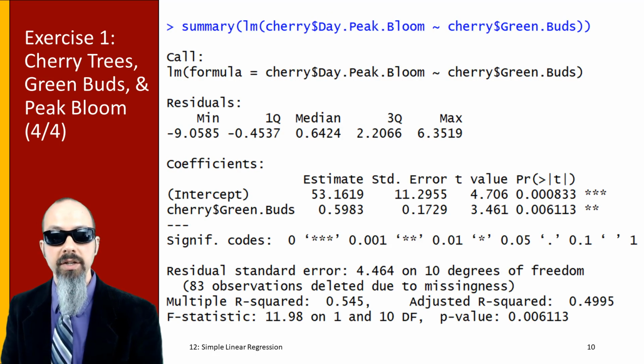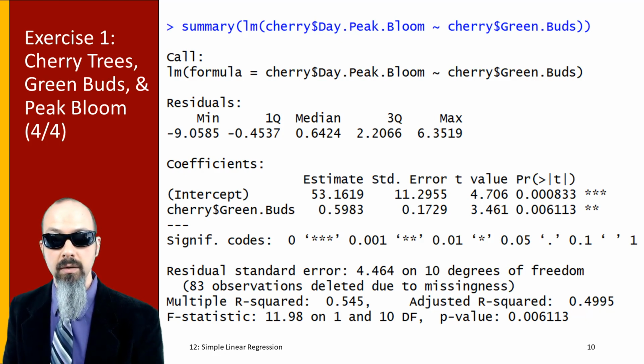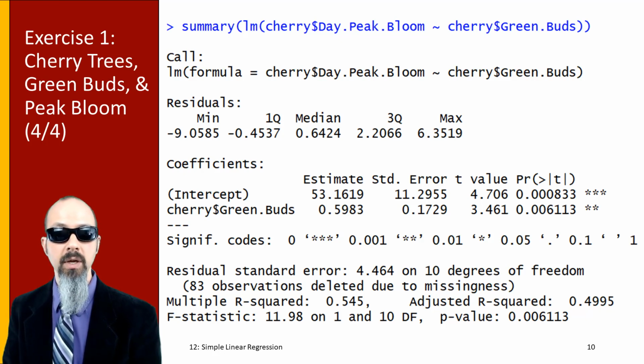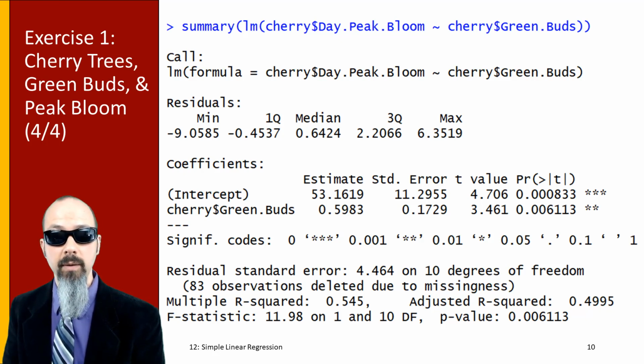Let's go ahead and look at the regression results for this. I'm going to regress the number of days till peak bloom on green buds. So the predicted value is the number of days till peak bloom, and the explanatory value is the number of green buds. What we are finding is that they are highly statistically significant, looking at the p-values associated with the y-intercept and the independent variable coefficient. And we have a coefficient here of approximately 0.5983.